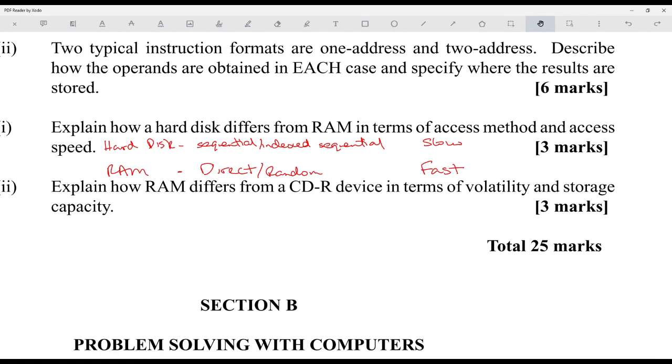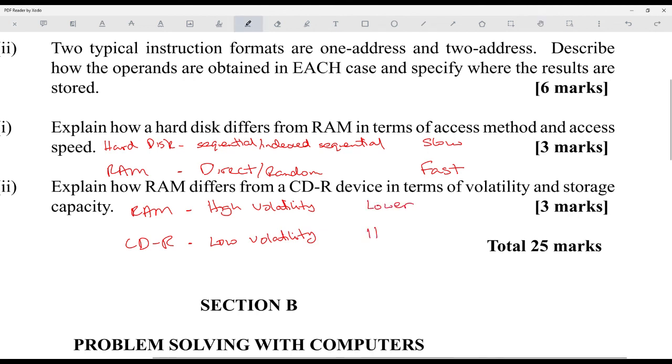Alright, explain how RAM differs from a CDR in terms of volatility and storage. RAM has high volatility, CDR low. Storage of RAM is lower, CDR is higher. I'm not too sure if they want a sentence, but I don't think a sentence will be necessary because they basically put in 4 things and it's 3 marks. So usually I would guess that the lower and the higher part is 1 mark and then the higher and the lower. Just by knowing it will be better. I'm not too sure if they wanted any more words than that.